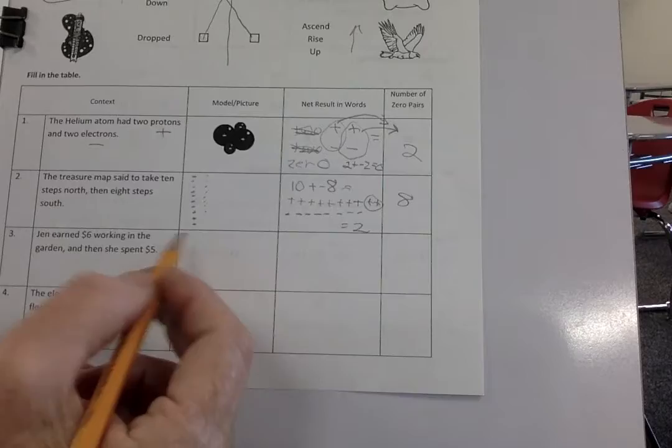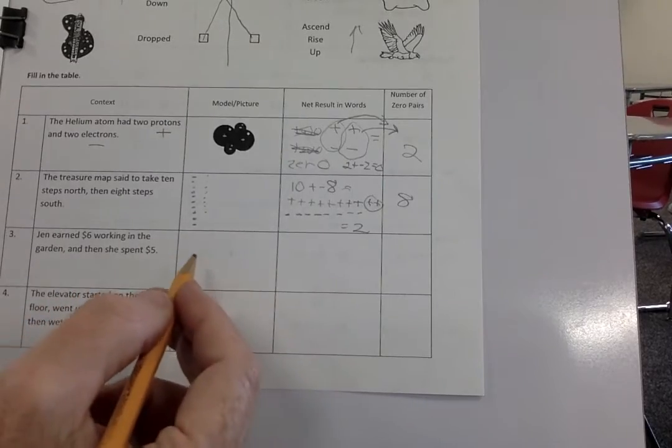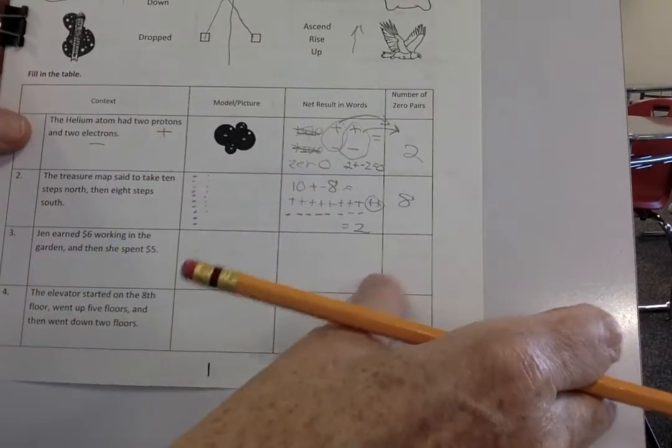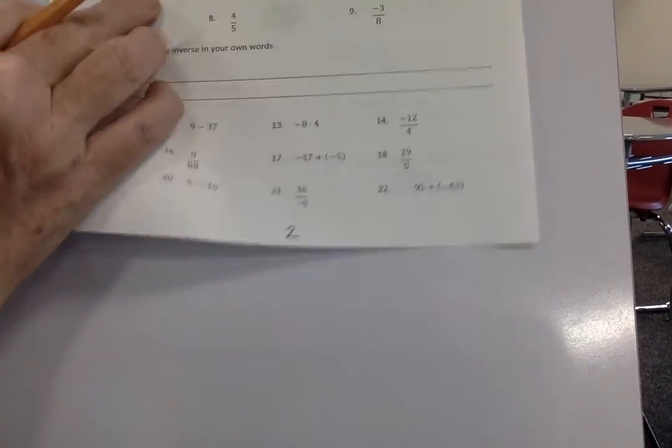Okay, the next one I can let you draw the money. And then she spent $5. I'm going to let you do the rest of this one, and I'll do a couple of problems on the back.